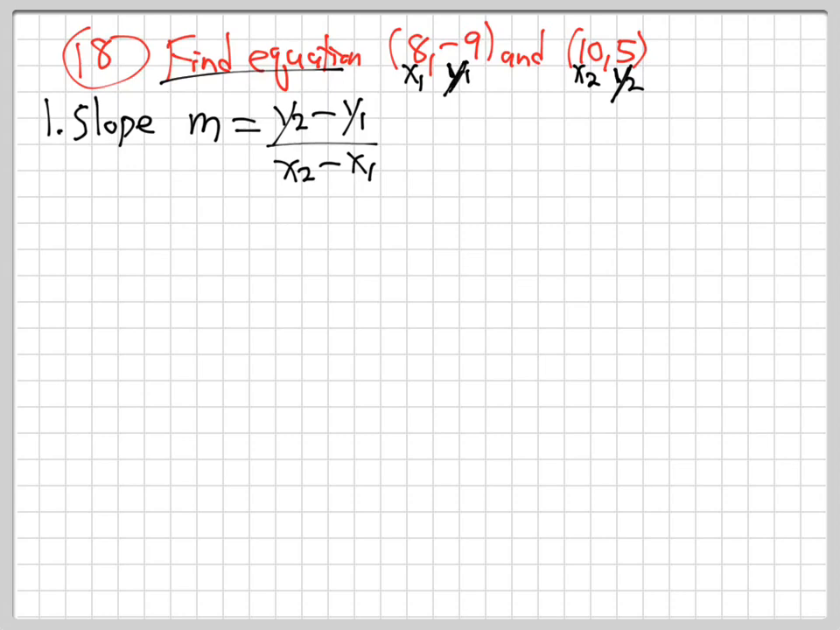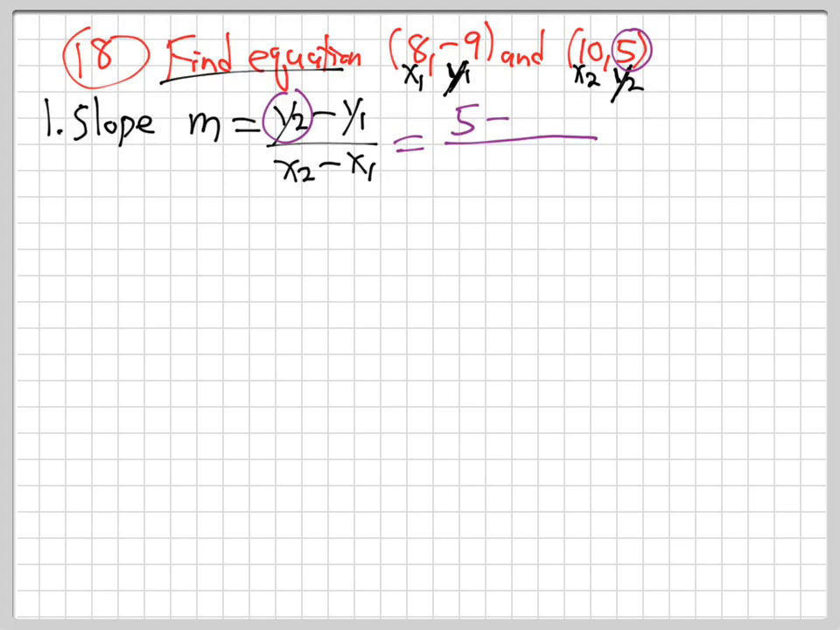So remember, every point is x, y, x, y. This is the first point's x and y value. The second point's x and y value. So that's what we mean by x1, y1, and x2, y2. So let's plug that in. So y2 comes first. That's the 5.